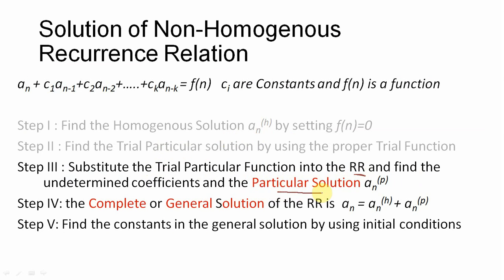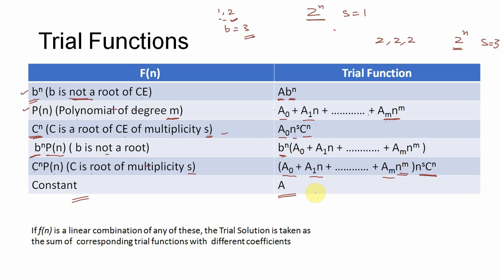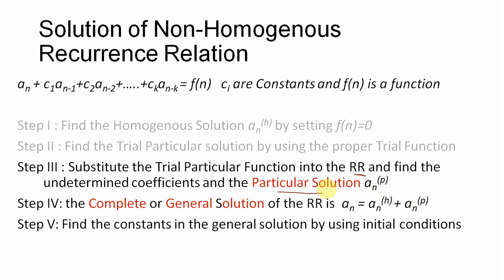Now you remember, when we talked about the trial functions, we were using the constants a or a0, a1, a2 and so on. Now they will be found out by substituting the trial particular function into the recurrence relation, and we will find out the value of a or a0, a1, a2 and so on, and thus we will obtain the particular solution a and p. Then we find the complete or the general solution as an is equal to homogeneous solution plus particular solution.